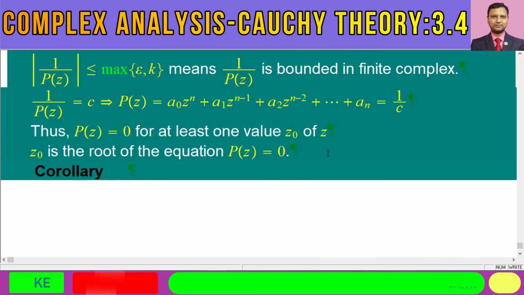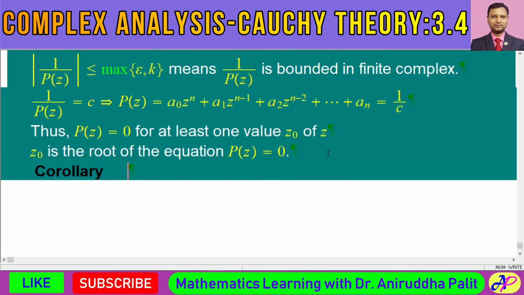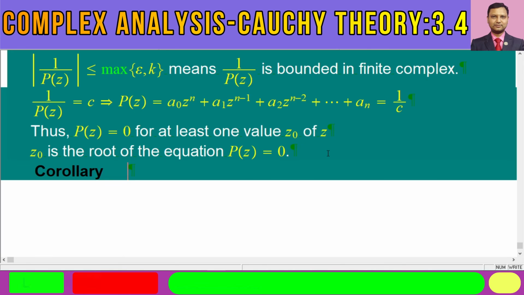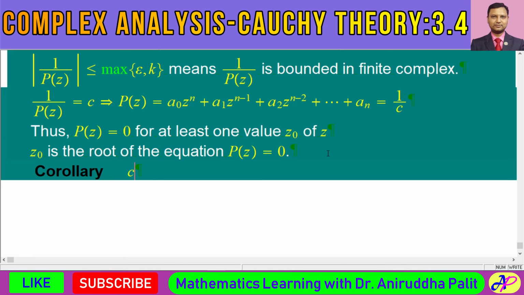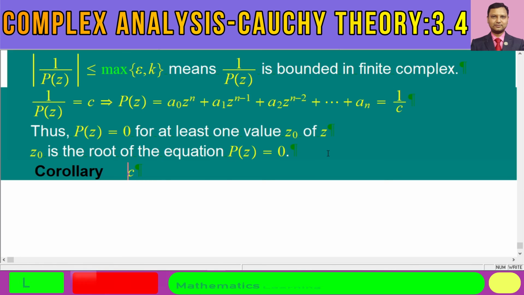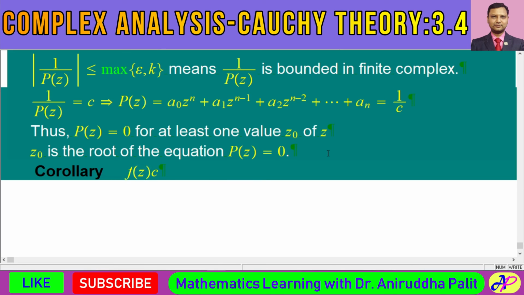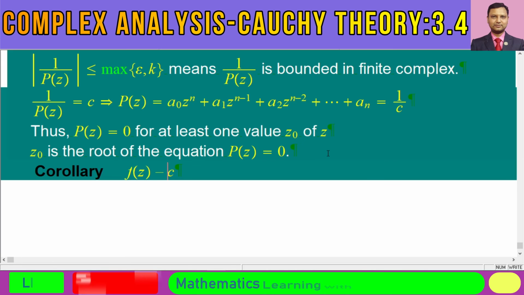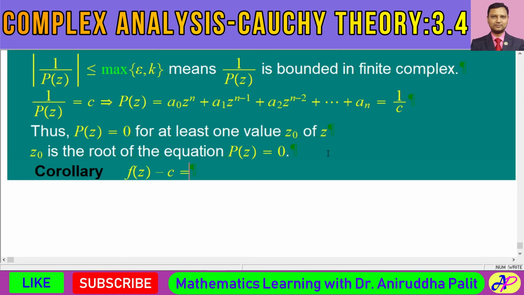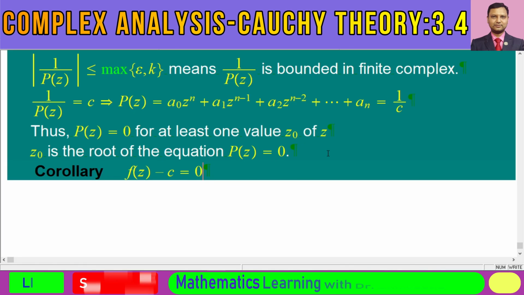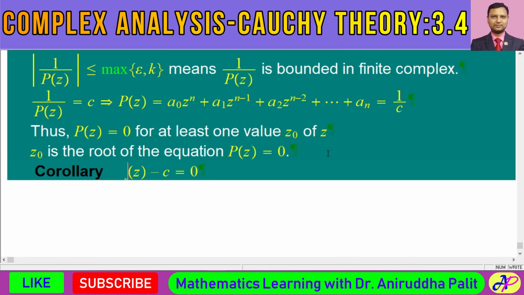What kind of corollary do you see over here? If you consider any constant c, then this corollary says that p of z minus c will be equal to 0 for at least one value of z in the finite complex plane.